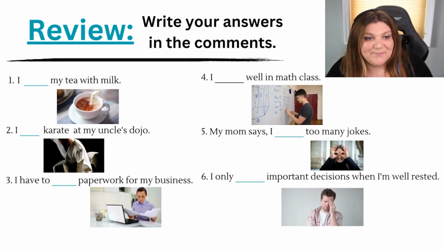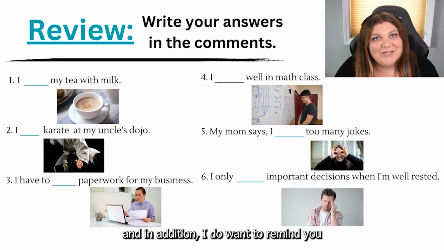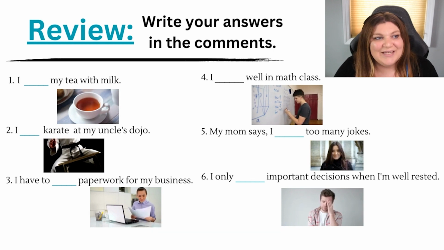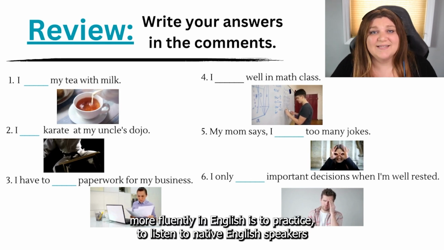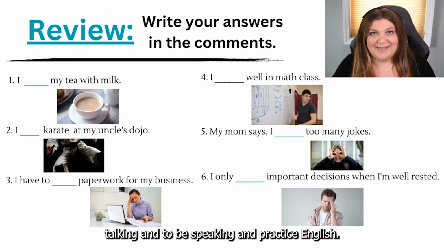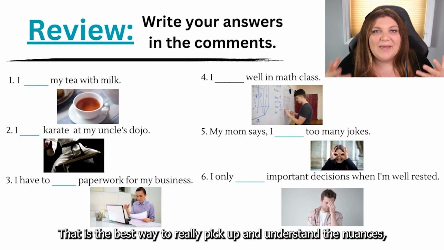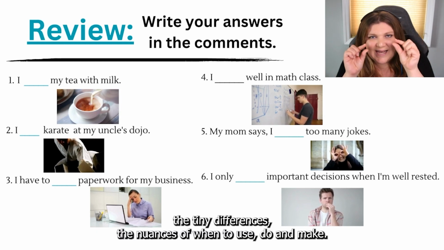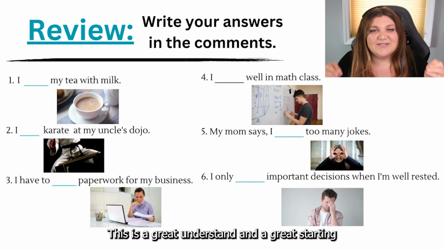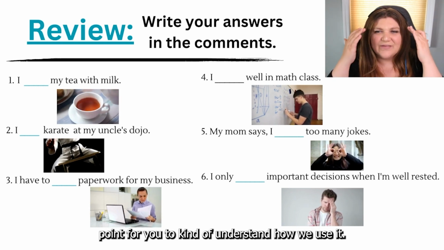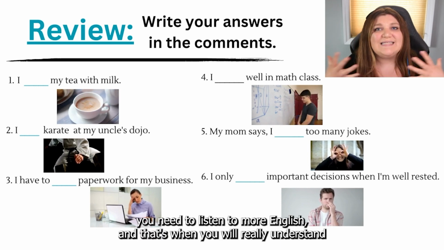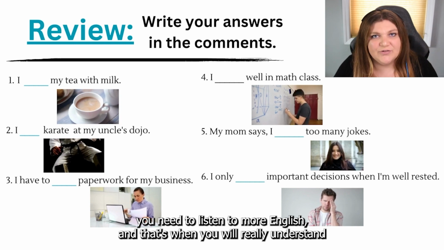And in addition, I do want to remind you that the best way you can learn to speak and understand more fluently in English is to practice, to listen to native English speakers talking and to be speaking and practice English. That is the best way to really pick up and understand the nuances, the tiny differences, of when to use do and make. This is a great starting point for you to understand how we use it. But now you need to practice. You need to find partners. You need to listen to more English. And that's when you will really understand and get it.